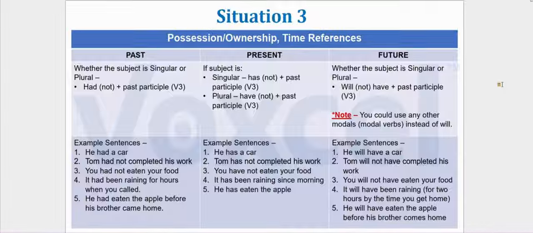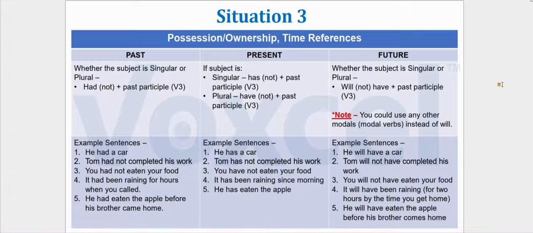Okay, but you don't have to worry about that. I will make a video on the past perfect tense, when to use past perfect tense, when to use simple past tense, the difference between these two tenses. So I will just give an overview of that.